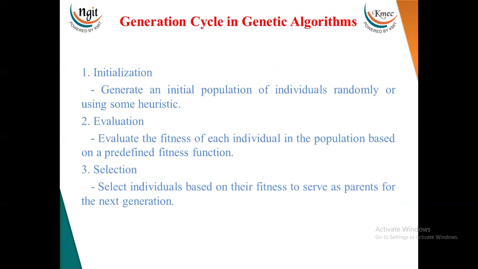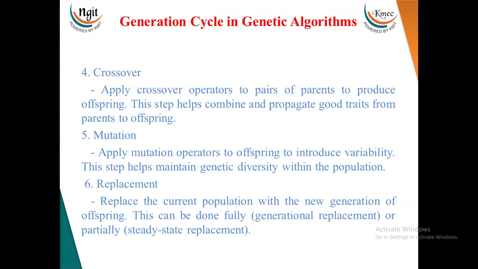So what is a generation cycle in genetic algorithms? First is initialization, evaluation, selection. First, we have to initialize the population of individuals. Then we have to evaluate the fitness of each individual. Then you have to select the individuals who will serve as parents for the next generation, because the parents should have the required fitness, right? Crossover. After getting pairs of parents, we will produce the offspring. If the offspring meets our requirement, we won't go for the mutation. Otherwise, we have to apply the mutation operator to the offspring.